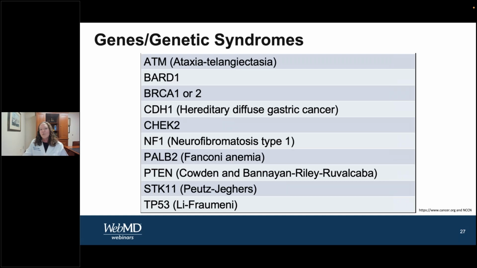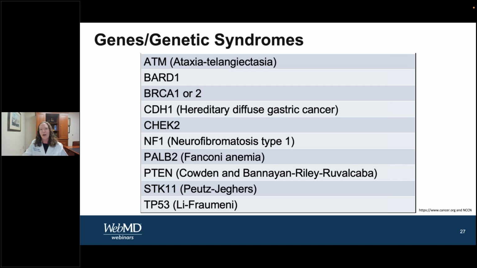So in addition to all those risk factors, I mentioned the BRCA1 and BRCA2 gene mutations that can increase your risk for breast cancer, but there are also 9 other genes and genetic syndromes that have been identified that also increase your risk for breast cancer. Sometimes people will say they had a relative tested 20 years ago for the BRCA gene, but I want everybody to understand that all of these genes weren't tested for 20 years ago. So we're identifying more and more all the time.